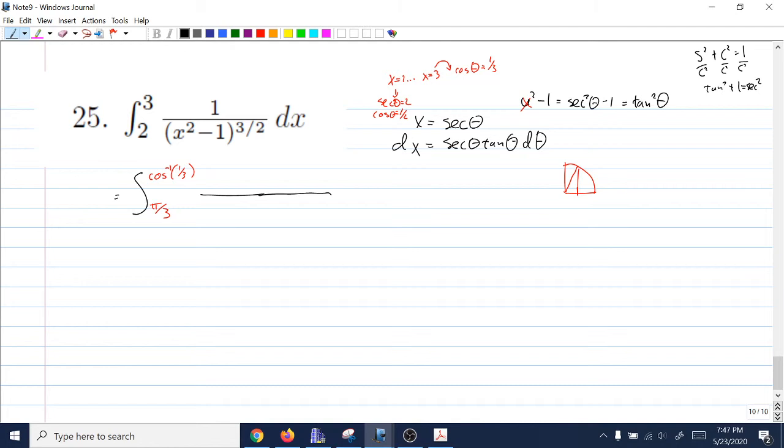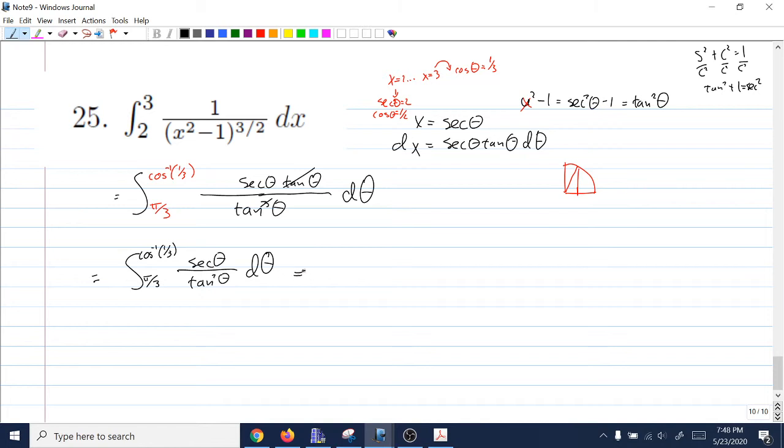X squared minus 1 becomes tangent squared. I got tangent squared to the 3 halves becomes tangent cubed. dx is secant theta tangent theta d theta. One of these tangents cancels. I get secant over tangent squared. Uh-oh. This is an odd number of secants and an even number of tangents. That's usually the bad one. It's a negative even number, so that might mess things up.